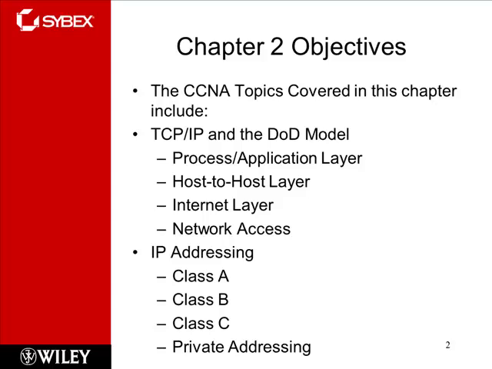So the CCNA topics: TCP/IP and the DoD model. These are the same ones, the four-layer model. We'll have a picture of how they work together. And again, what we're worried about with routers in the OSI model is only up to layer 4. The process application layer, which is the top 3 layers of the OSI model in the DoD model, is something that happens on the computer.